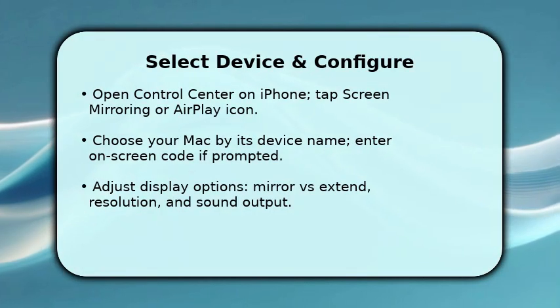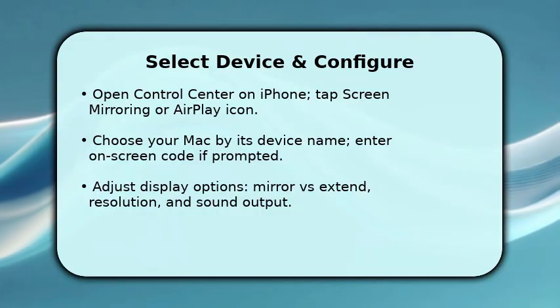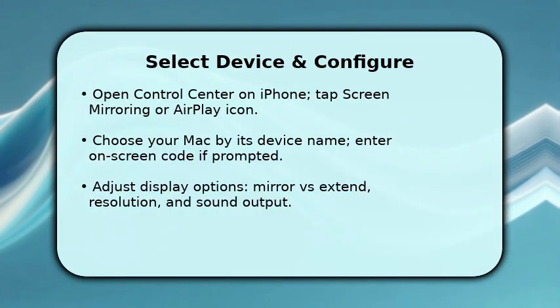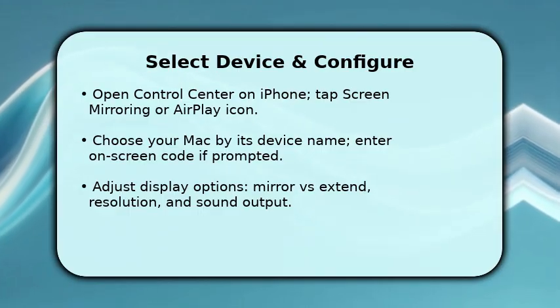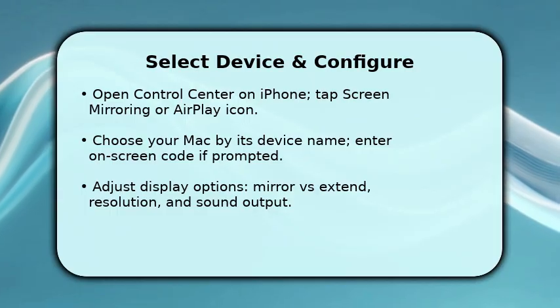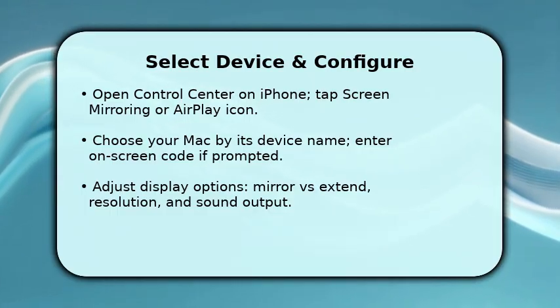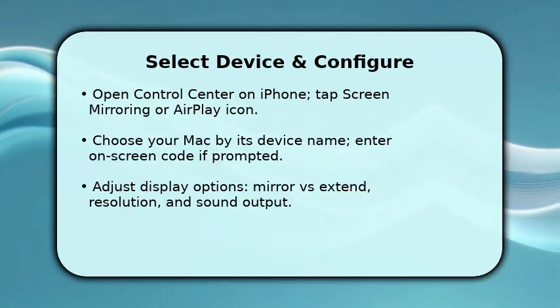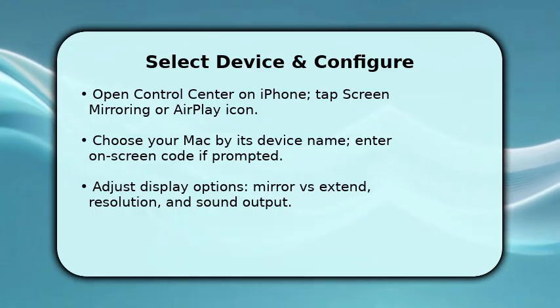Next, open Control Center on your iPhone and tap Screen Mirroring or the AirPlay icon. This lists available receivers. Select your Mac by name. If you see a 4-digit code on the Mac, enter it on the iPhone to pair securely. After connection, decide whether to mirror the screen or use the Mac as a separate display, and pick the Mac for audio output if needed.